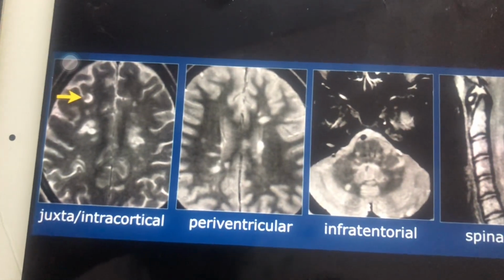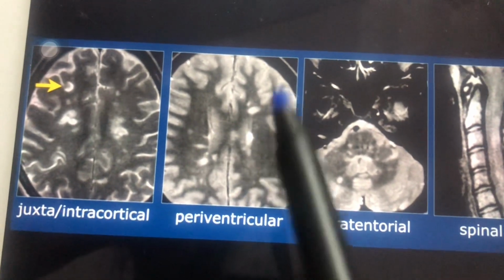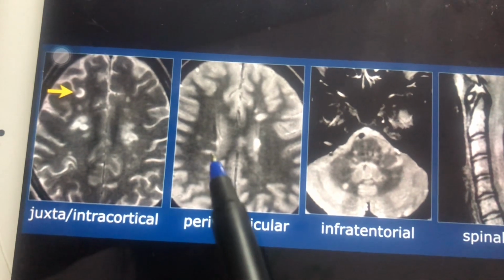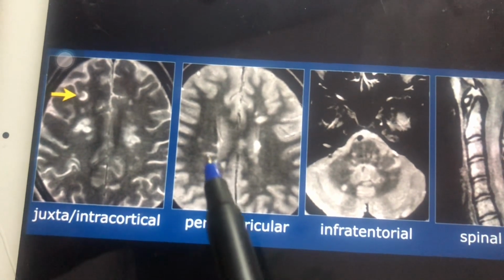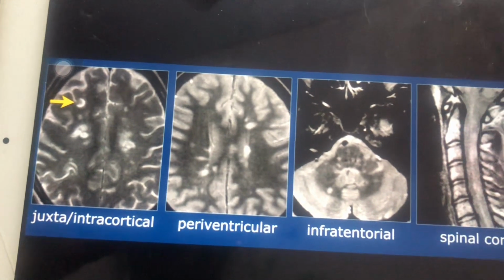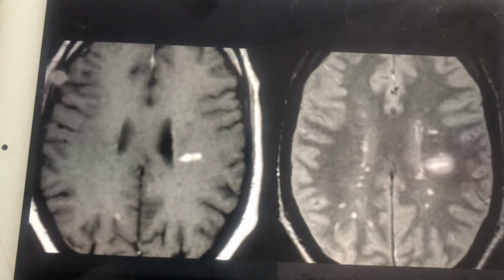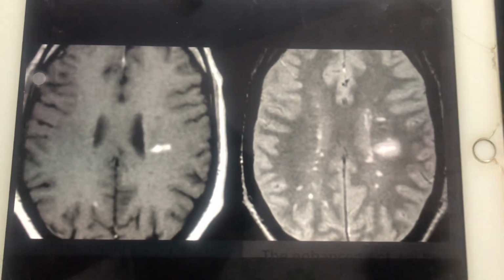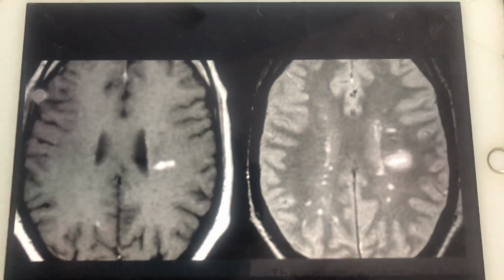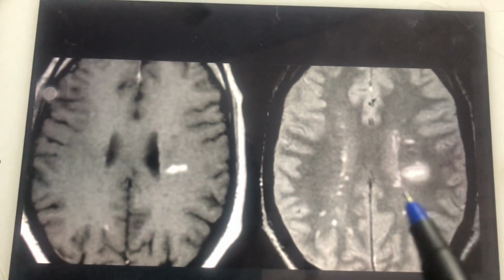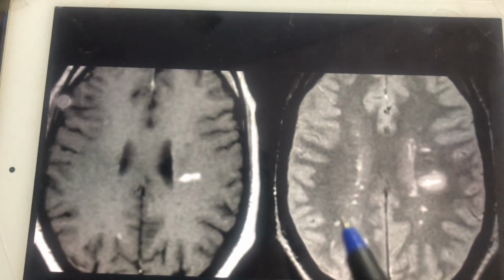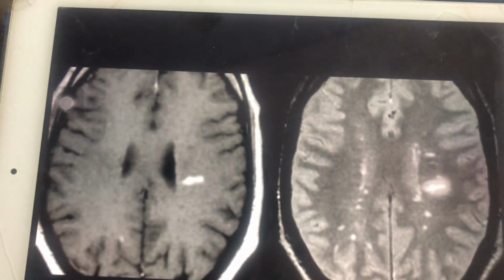That was about juxtacortical lesions. The next is periventricular. Periventricular white matter lesions are usually oriented perpendicular to the ventricles. So the characteristic Dawson's fingers that we have seen, usually you must have seen it on sagittal. I'm showing it in axial here. Here these white matter lesions are located perpendicular to the ventricles, right? Why is that?